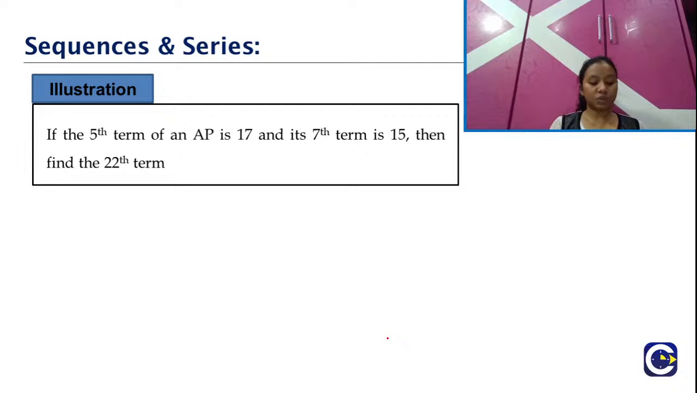So far I didn't get any questions, guys. So I hope you are following the class. So quickly solve it and let me know the answer for this question.